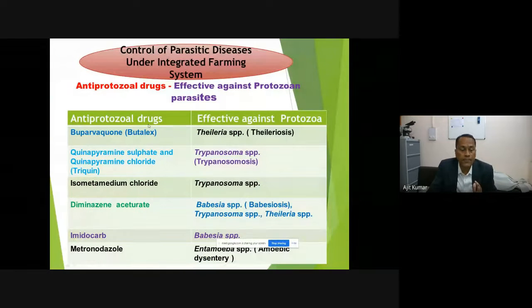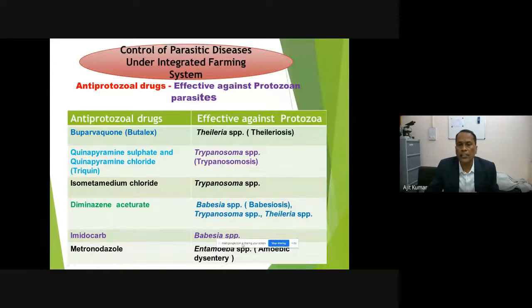Then coming to anti-protozoal drugs, various types of anti-protozoal drugs are available, which are effective against the economically important hemoprotozoan parasites. Theileria is an important hemoprotozoan parasite, because it leads to loss of milk production, which ultimately causes economic losses to the farmer, as well as death of the infected animals in untreated cases.